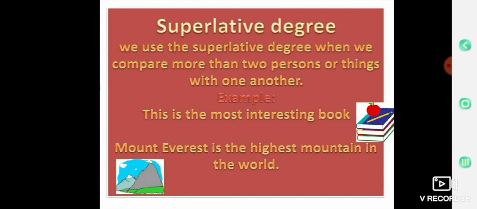Generally there are some rules to change the adjective from comparative degree to superlative degree that we will discuss in the next slide. First you should know, if you want to compare more than two persons or things, you have to use superlative degree. With that adjective, we will use the. Before that we will put the article, and then we will put the adjective in superlative degree form.